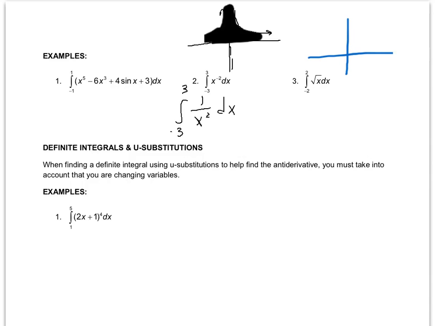Number 3, we've got a square root of x. And that graph looks like that. It's the top half of a sideways parabola. And we're trying to add up area from -2 until 2. Okay? So I want you to think about this definite integral. What does it mean to take that and add up the area from -2 to 2? Can we do it? Think about it. Come up with an answer for 2 and 3, and I'll talk to you guys tomorrow. Peace.